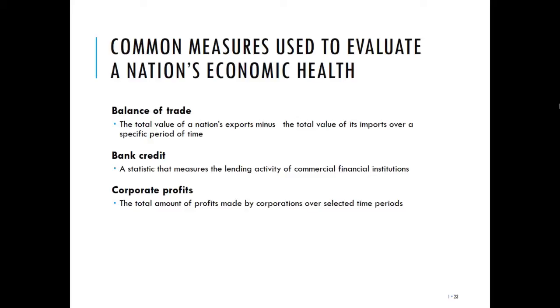Bank credit, on the other hand, is a measure of the lending activity of commercial financial institutions in a country. This statistic is important because it allows one to see how well these financial institutions are being able to work within a society. Corporate profits, on the other hand, are the total amount of profits made by corporations over selected time periods.